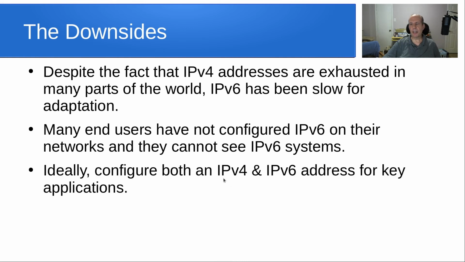So ideally, configure both an IPv4 and an IPv6 address for key applications. That's just a good practice if you're going to create things and you want them to be available for both groups of folks. Because ultimately, there will be somebody on the internet that only has an IPv6 address because they weren't able to be granted an IPv4 address.